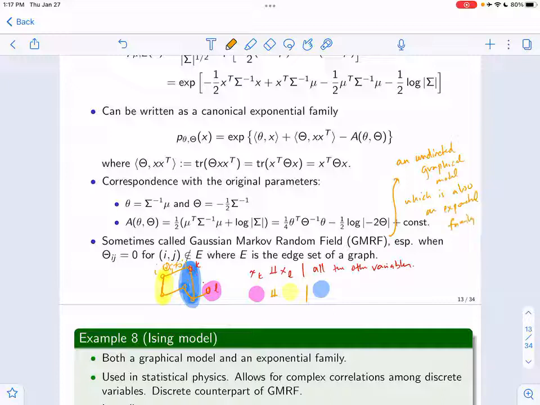So the multivariate Gaussian is many things, including these two things. It's both a graphical model and an exponential family.